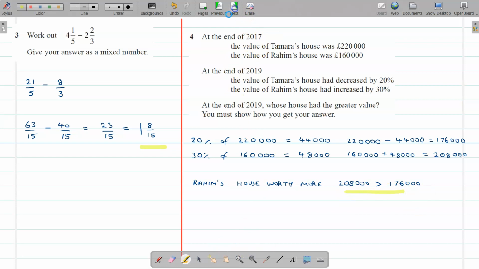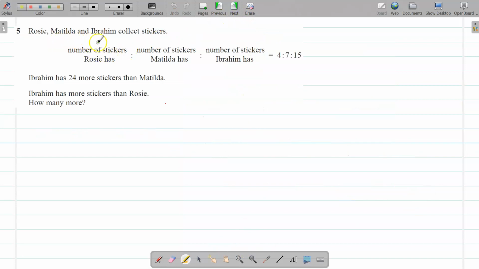Okay, next question. Rosie, Matilda and Ibrahim collect stickers, and this is the ratio of the number of stickers. Ibrahim has 24 more stickers than Matilda. Ibrahim has more stickers than Rosie. How many more? Okay, so let's see how we would best solve this problem.